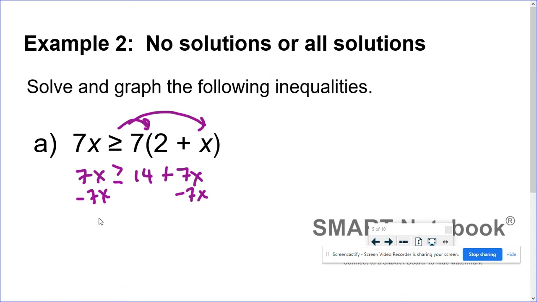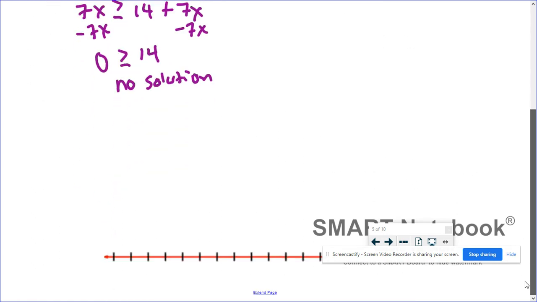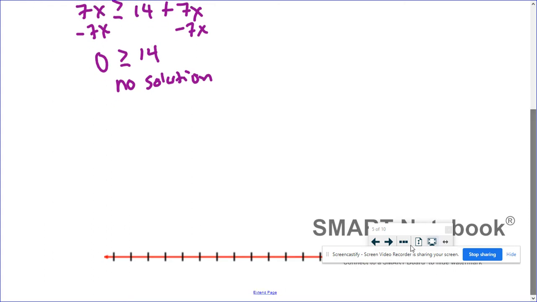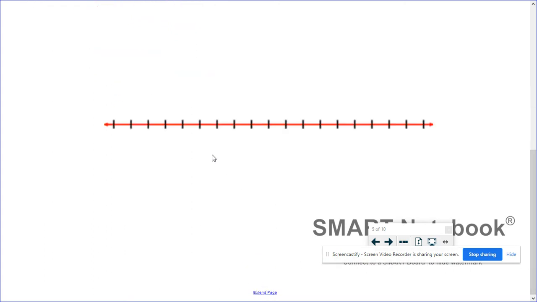But what ends up happening is they eliminate from both sides. What you end up with is a statement that has no variables at all. The question is, is that a true statement? Is 0 greater than or equal to 14? And the answer is no. So that means this is a situation where there is no solution. And if you were to put that on a number line, well, it's actually pretty simple. You would leave it alone.